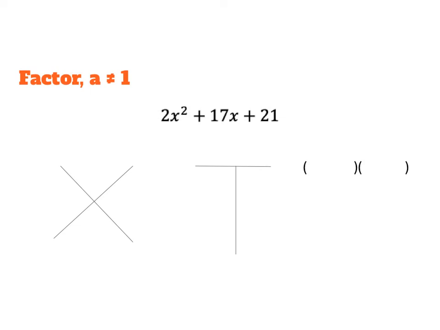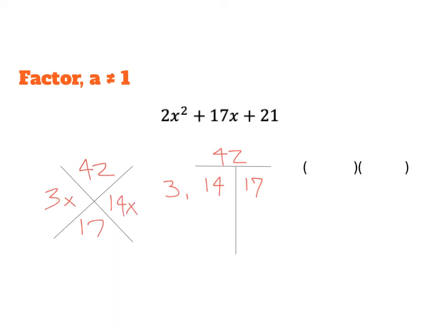All right, so my a times c, that's what we're multiplying to. That would be our 42. Our b is 17. So we're looking for two numbers that multiply to 42 and add up to 17. We will see that we have multiple factors, but I'm going to cut to the chase. 3 and 14 will multiply to 42 and add up to 17. So my 3x and 14x.